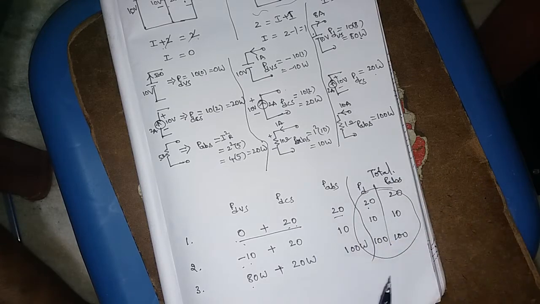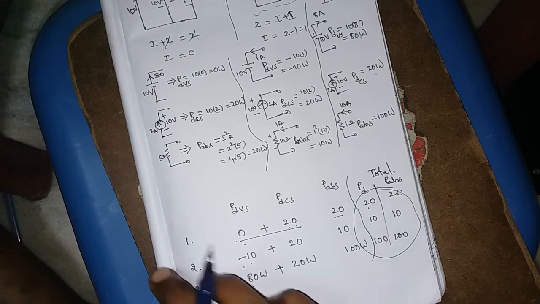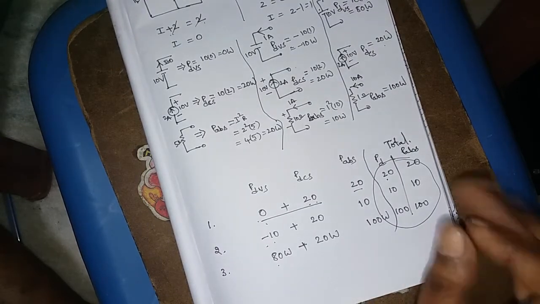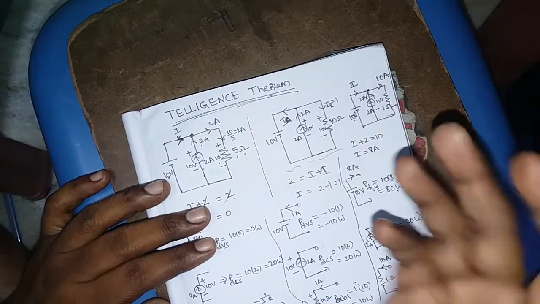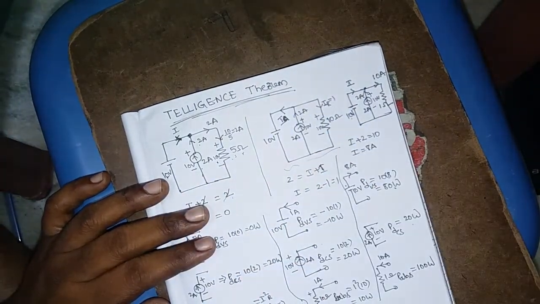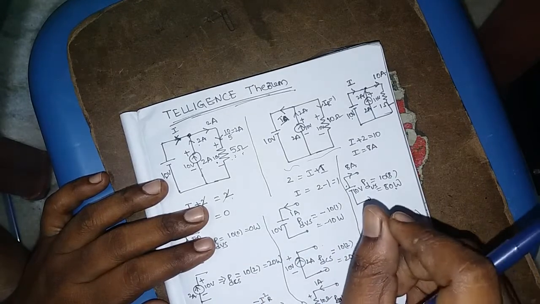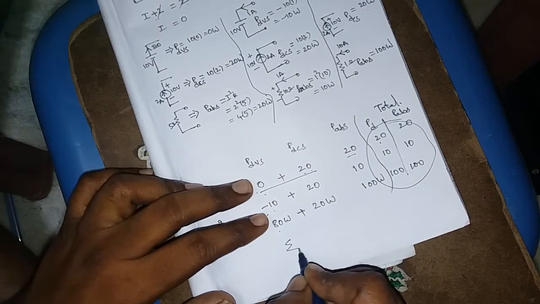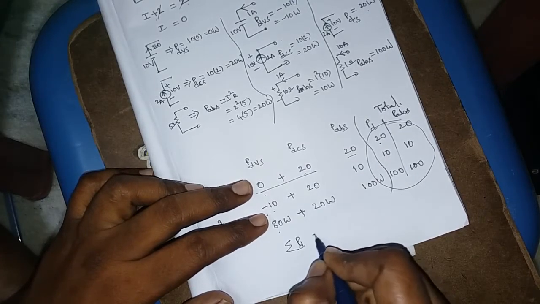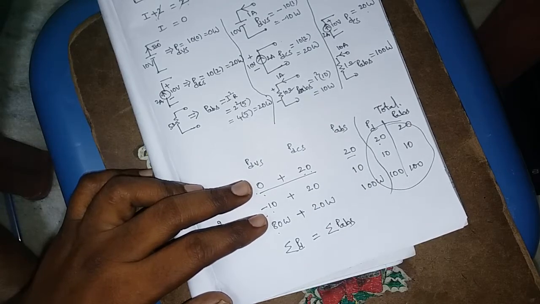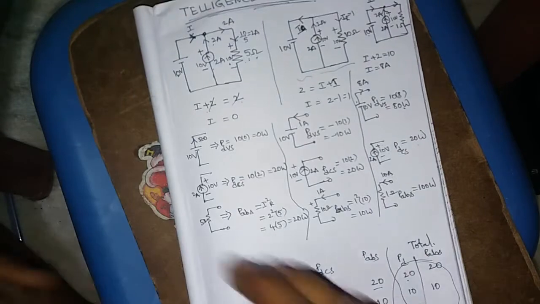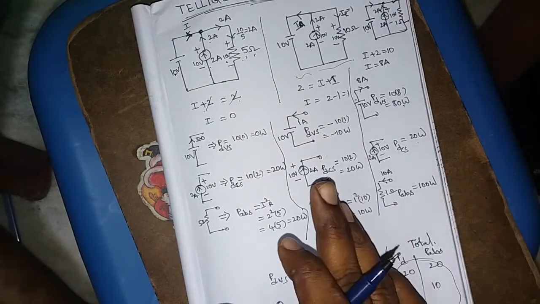Or you can also conclude like this: in any network, algebraic sum of the powers is equal to 0. So this is the statement of Tellegen's theorem. Yes, what is the statement of Tellegen's theorem? In any linear or non-linear network, algebraic sum of the powers is equal to 0. Or you can also say that the sum of power delivered is equal to sum of power absorbed. Okay, yeah, this is Tellegen's theorem. You can apply Tellegen's theorem to any network.